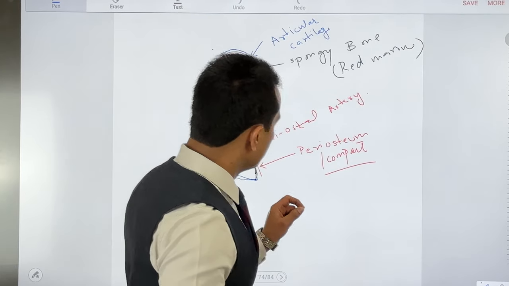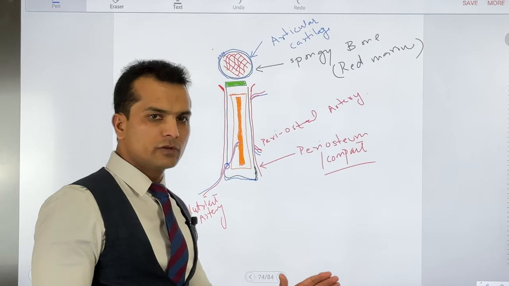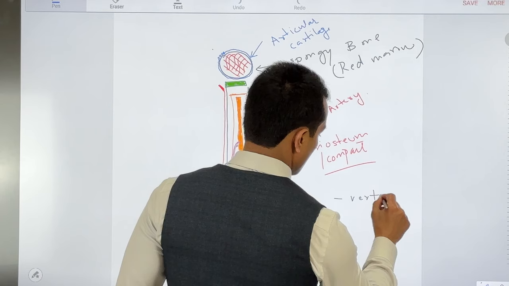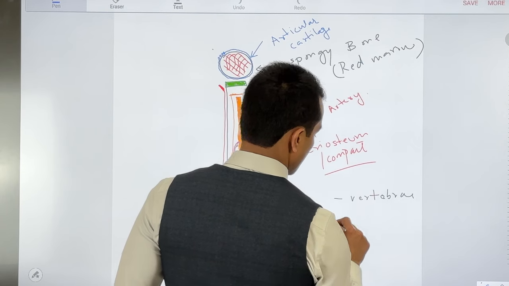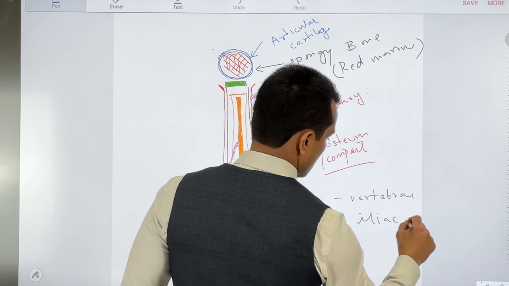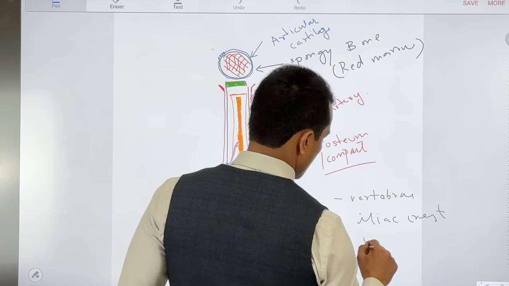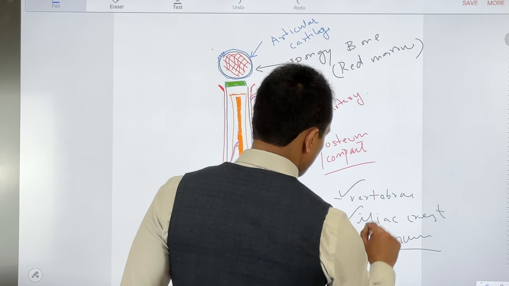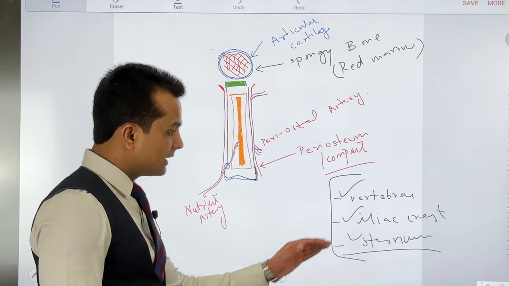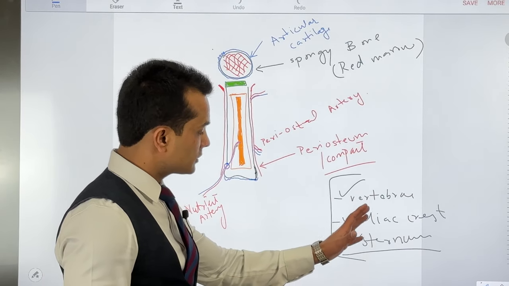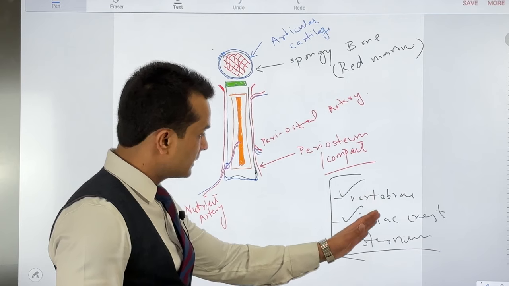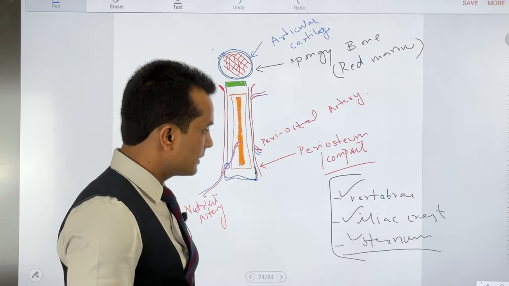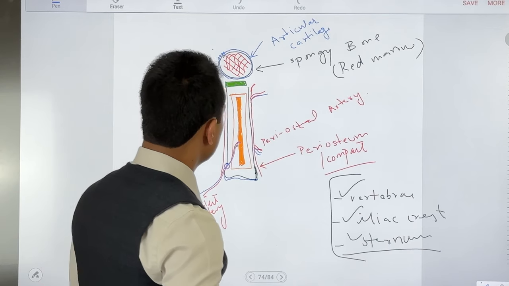But in late age, in advanced age, there are only a few sites for the production of red blood cells, like the vertebrae, iliac crest, and the sternum. The body of the sternum is the best site for biopsy also. So these are the bones which, even in late age, help in the production of blood cells. They are hemopoietic centers: the body of the vertebrae, iliac crest, and sternum. So remember this difference also.